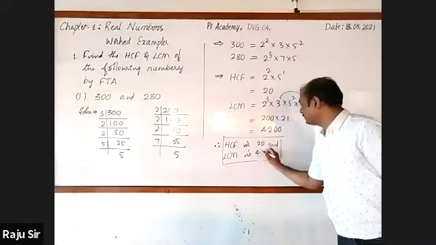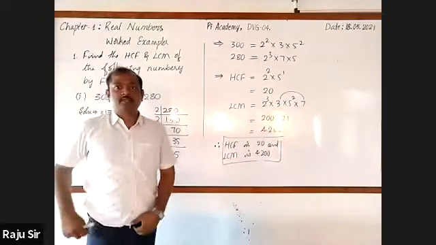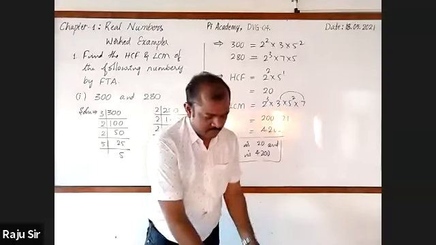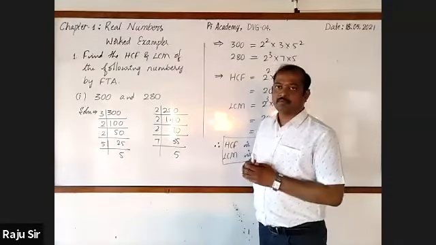So HCF is 20 and LCM is 4,200. Have you written this? Have you got the same? Yes, sir. Very good. Then I'll take up the next type of problem.